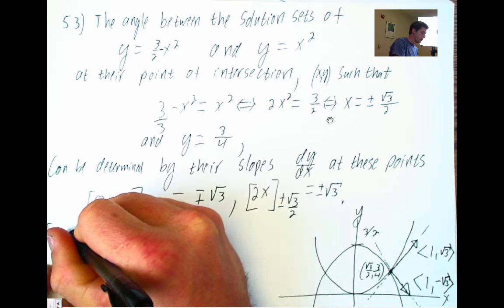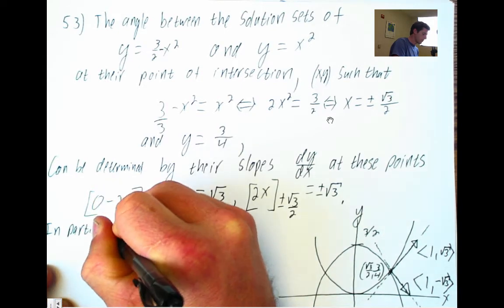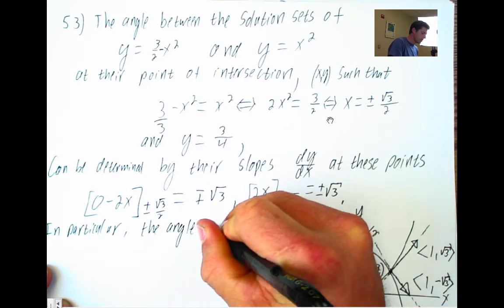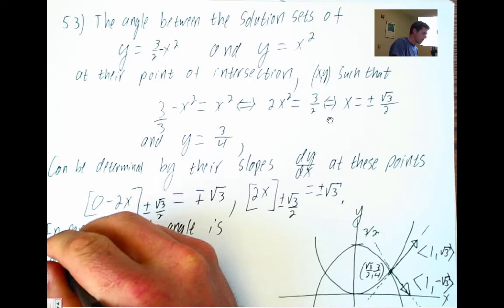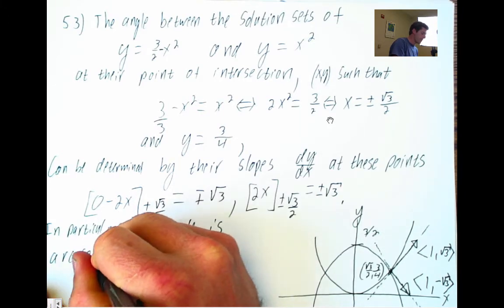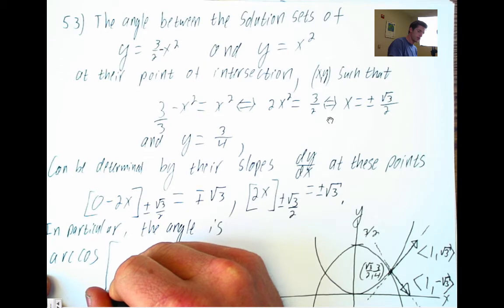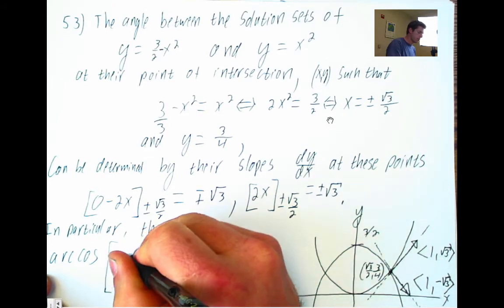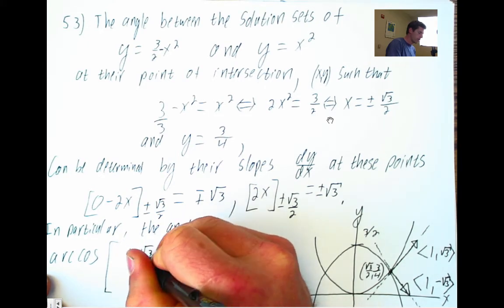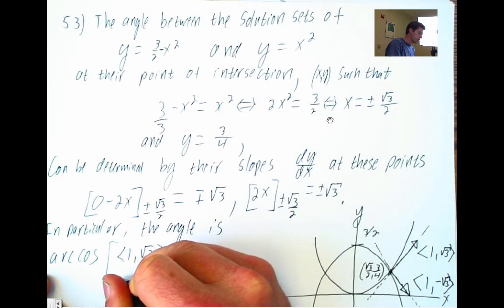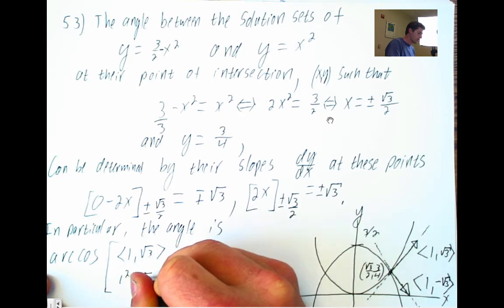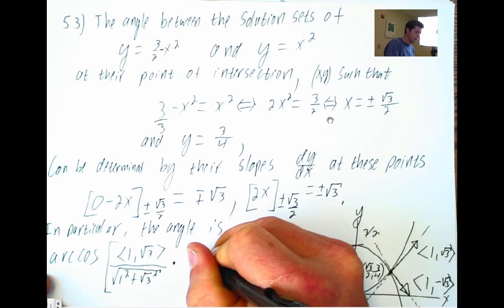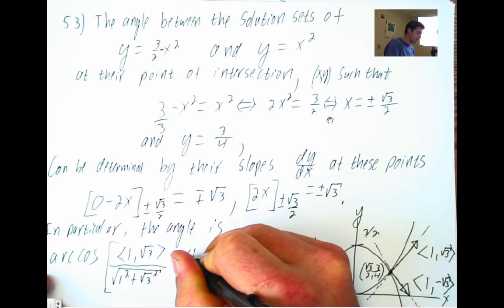So, in particular, the angle is the inverse cosine, or arc cosine, of a certain dot product. The dot product of that with this divided by their magnitudes. So 1, square root of 3 over its magnitude, 1 squared plus square root of 3 squared, dotted with 1, negative square root of 3 over its magnitude.